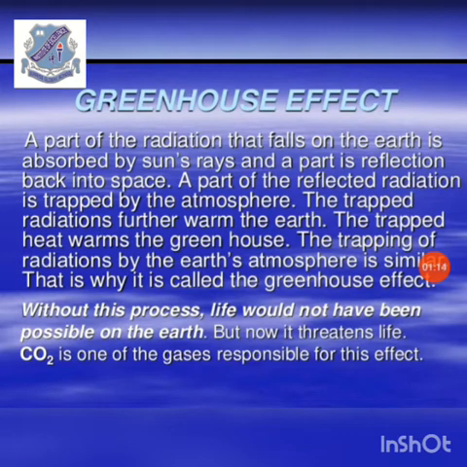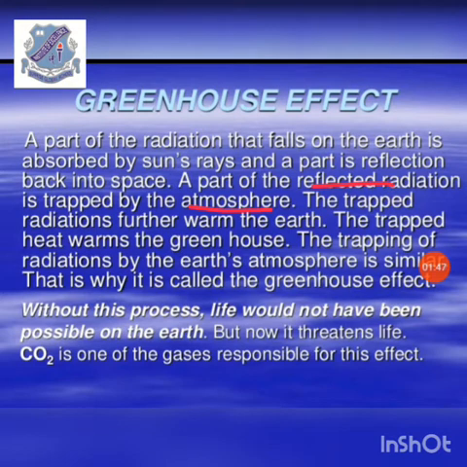So the next topic over here is the greenhouse effect. A part of the radiation that falls on the earth is absorbed, and a part of it is reflected back into space. So whenever the earth gets heat from the sun, part of the rays coming onto the earth are reflected back into space and some of the rays are absorbed. A part of the reflected radiation is trapped by the atmosphere. So the part that is reflected is getting trapped in the atmosphere.